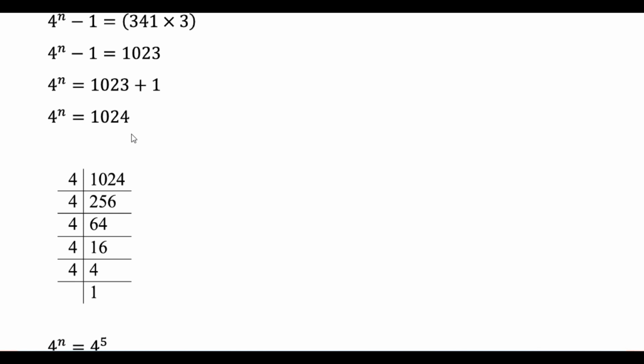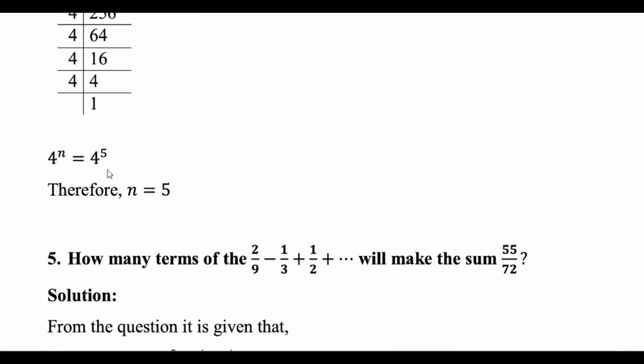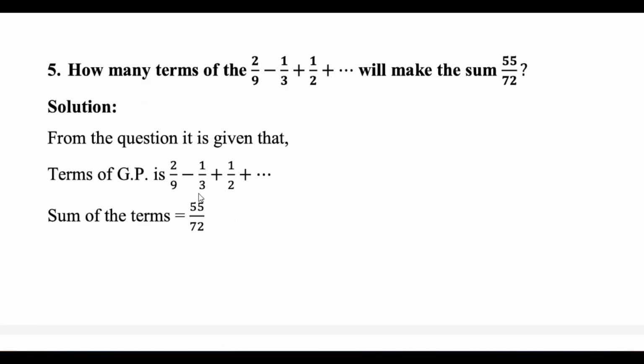4 to the power n is equal to 1024. So that will be 4 to the power 5. So 4 to the power n is equal to 4 to the power 5, so n is equal to 5. Come to the next question.